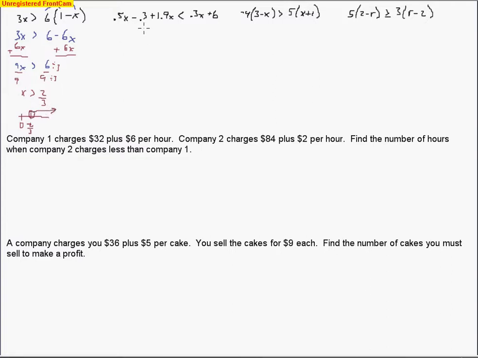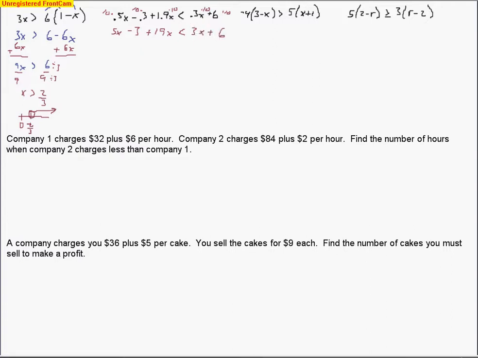So on this next one, we've got a bunch of decimals. Let's go ahead and eliminate those decimals by multiplying by a number that will move it over to become whole numbers. Now looking at each of these, each of them needs to move over one space except the 6. So we're going to multiply just by 10 in this case. But you've got to multiply every number by 10, even that 6. And so now I've got 5x minus 3 plus 19x is less than the 3x plus 6.